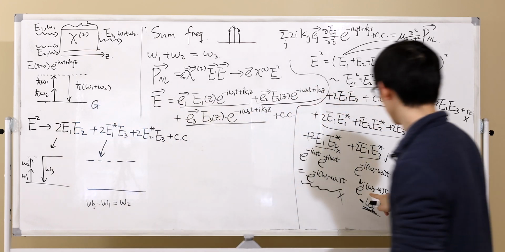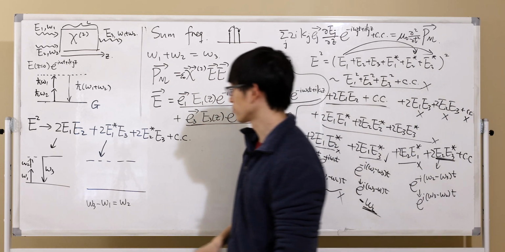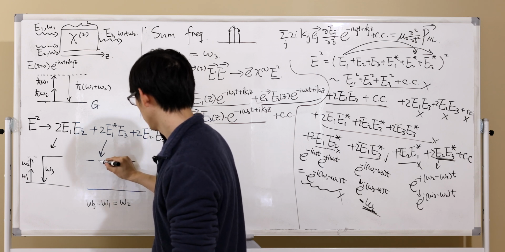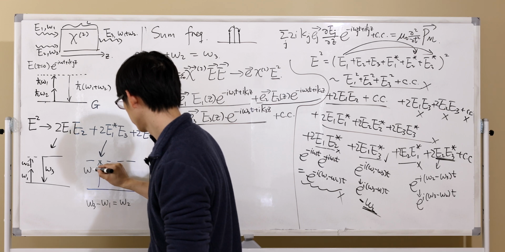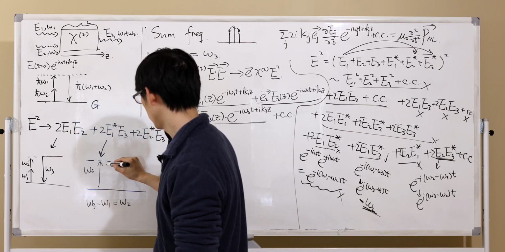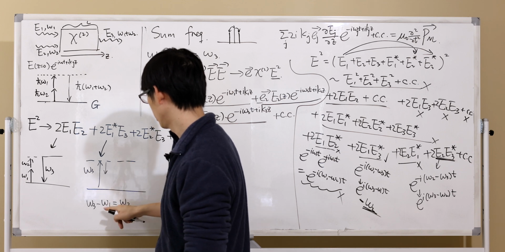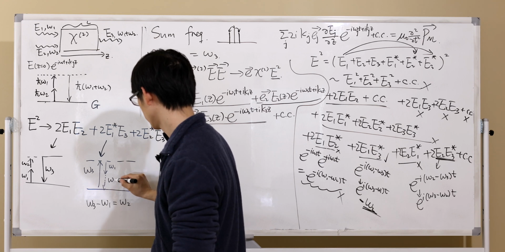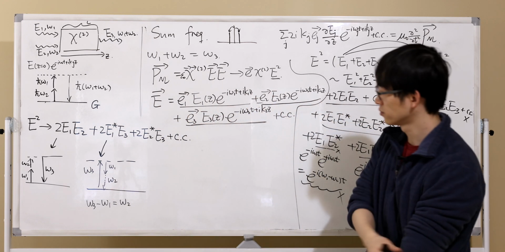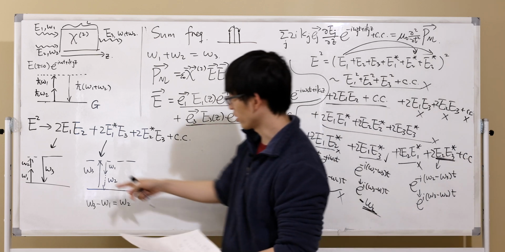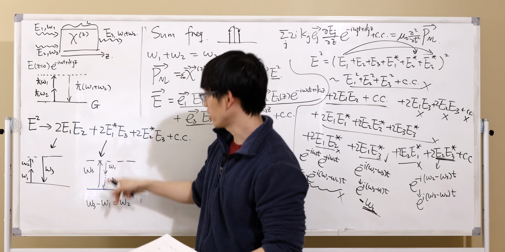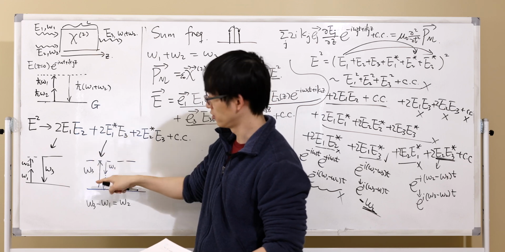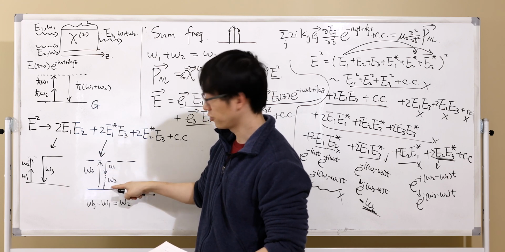Omega 3 minus omega 1 equals omega 2. Okay? So what it says is that if I have omega 3, then I can take one omega 1 here, and then I can generate omega 2. So this process is omega 3 subtract omega 1, not absorb omega 3 and omega 1. That would be some frequency. So omega 3 subtract omega 1 gives you omega 2.